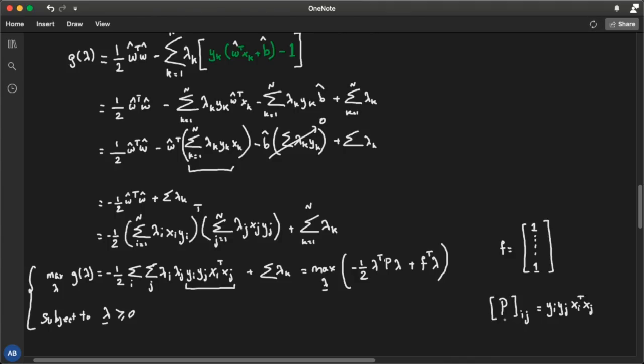Now let's zoom in on this matrix and verify. Is it symmetric? Well, what is pji? It is yj yi xj transpose xi. Well, yj yi is yi yj, no problem. And xj transpose xi is the same as xi transpose xj. So pij is pji, hence P is a symmetric matrix. And the second important question is, is it positive semi-definite?